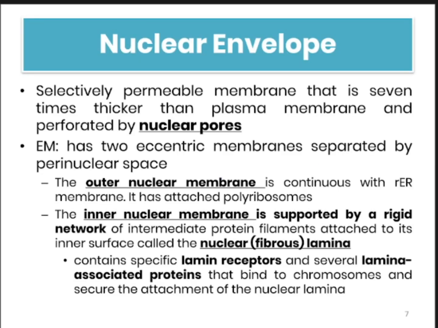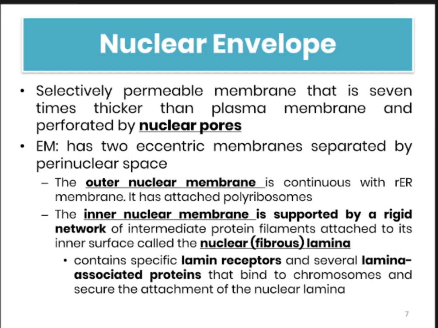Now let's talk about the nuclear envelope. The nuclear envelope, or nuclear membrane, is selectively permeable. So it will control the exchange of materials between the nucleus and the cytoplasm. It is approximately 7 times thicker than the plasma membrane. In fact, it is perforated by nuclear pores, which help in facilitating the transport of molecules.